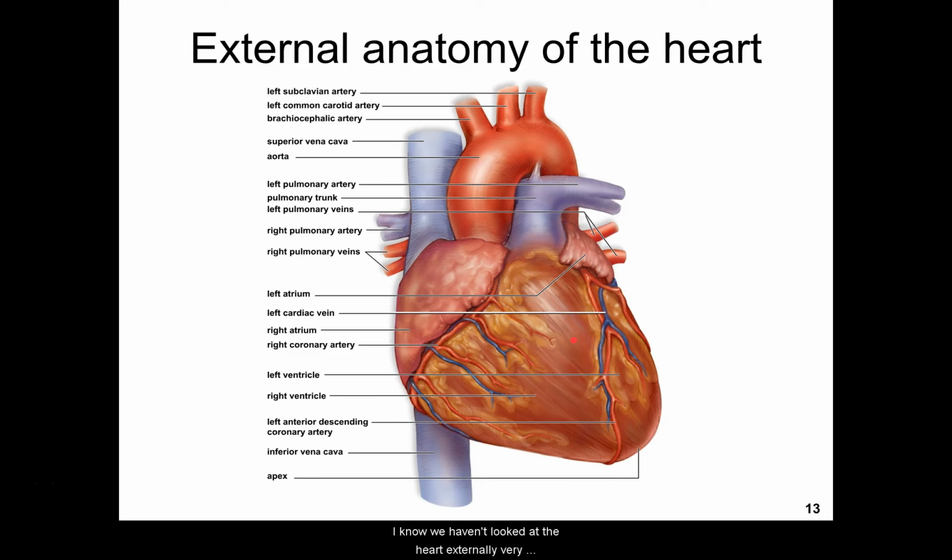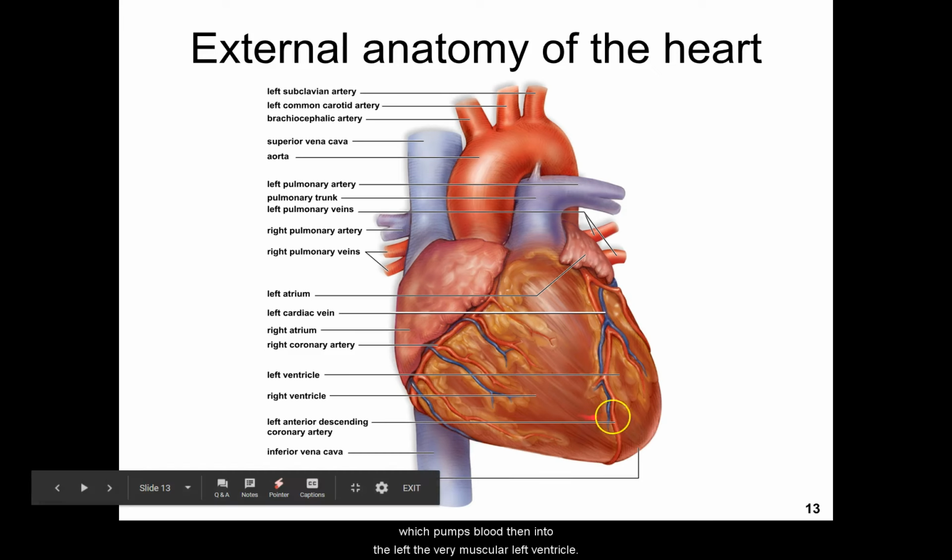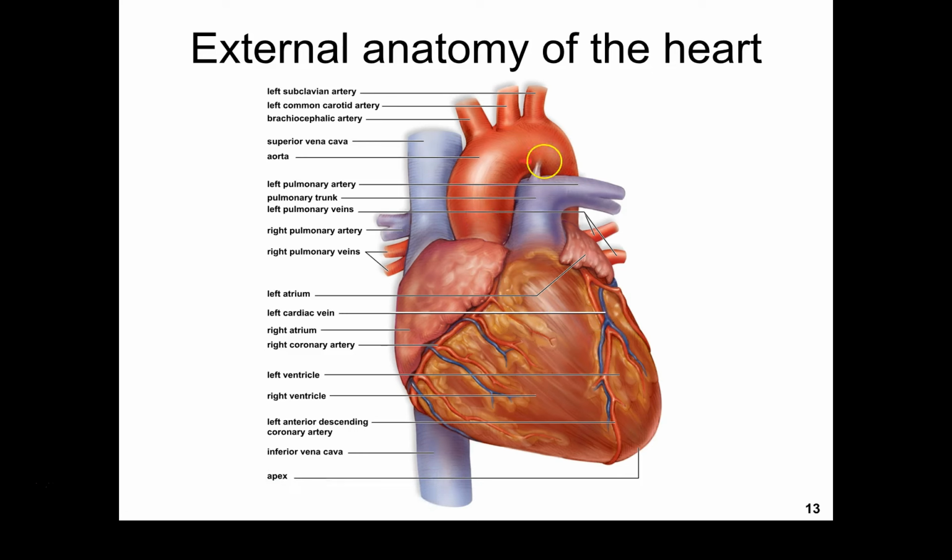I don't know, we haven't looked at the heart externally very much. We looked at the model one time, but this is good stuff to know. Here's your left atrium, which pumps it then into the very muscular left ventricle. And the left ventricle pumps blood up this direction through the aorta, and then you have the brachiocephalic artery here. It's the first one to branch. Then the left common carotid and the left subclavian.